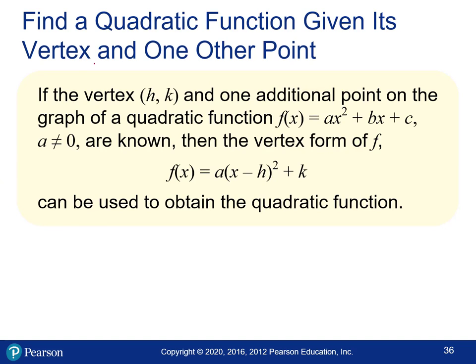Okay, so let's find a quadratic function. If we know the vertex, (h, k), and at least one other point on the graph, then we can find the function. Remember this, we learned this last time. This is our vertex form of our function, and this same function is right here in standard or general form. Quick reminder, if you would like to go from standard form to vertex form, you have to complete the square. But we can just jump right into the vertex form if we know the vertex (h, k) and one other point.